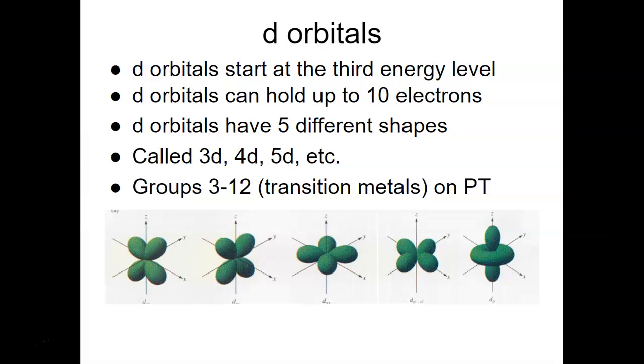D orbitals can hold 10 electrons, and if you count, there are 10 blocks going from 3 to 12. Okay, so that can help you too. They have 5 different shapes. Again, they start on that third row, so 3D, 4D, 5D, and this is our transition metal group, groups 3 through 12 on the periodic table.